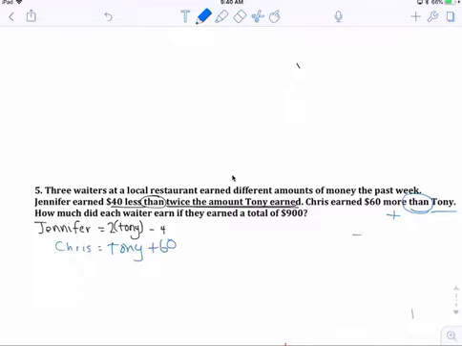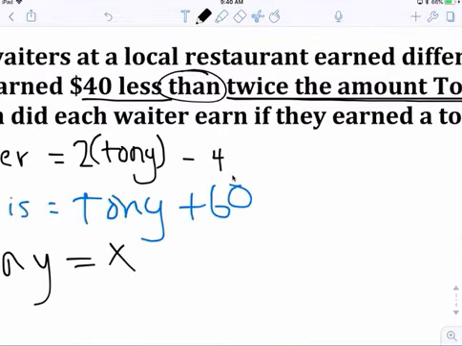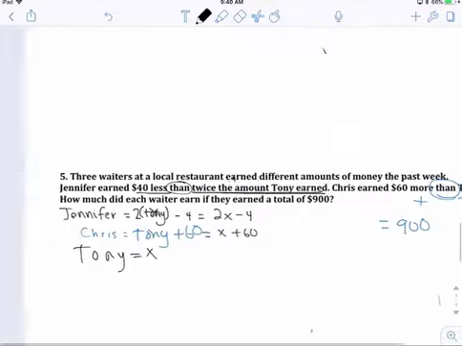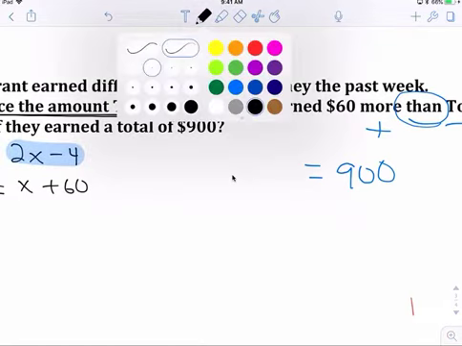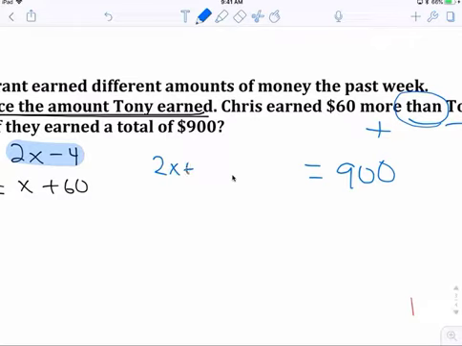Okay, so in all of this we don't know Tony. So therefore, because we know nothing on Tony, Tony gets a variable, x. So go back and give x to Tony. 2 times Tony, which is x, minus 4, Tony plus 60. And they have to all add up to 900, so we need to take that: 2x plus minus 4, plus x plus 60, and x for Tony.